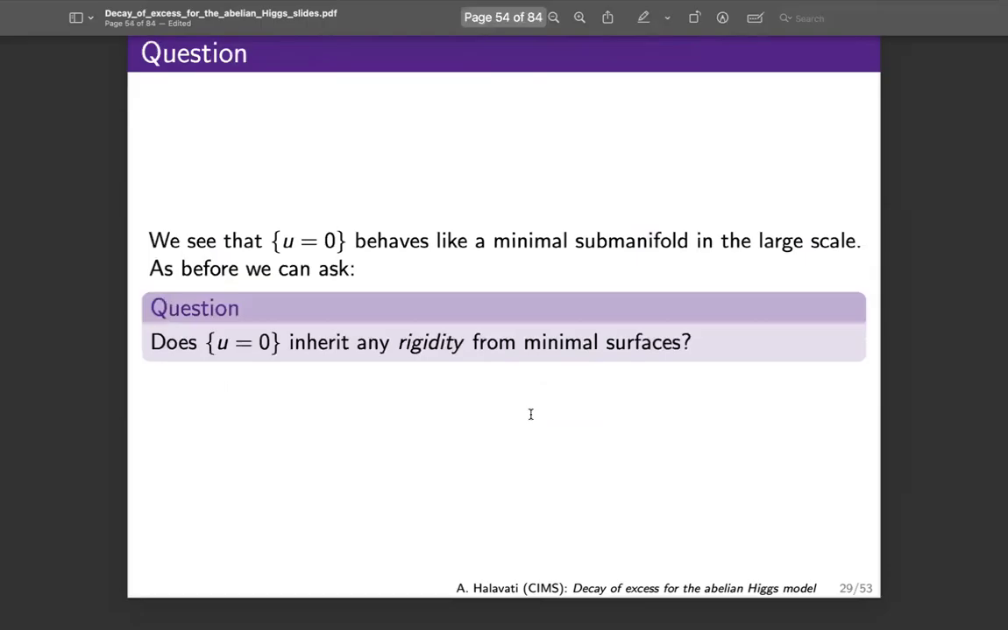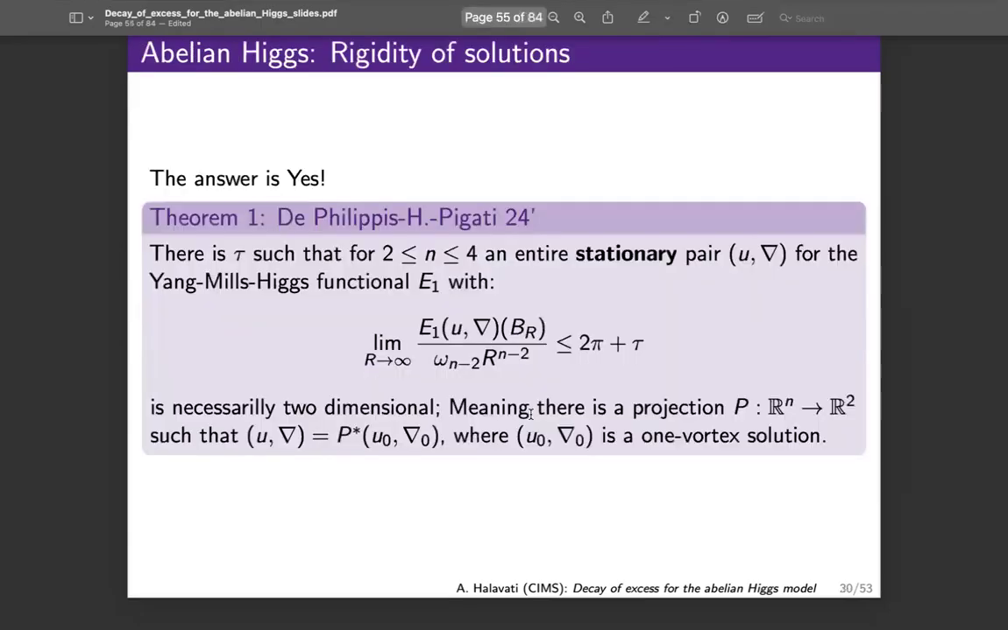So now if you're convinced that for these equations, the 0 set behaves like a minimal submanifold in the large scale, as before, we can ask, do they inherit any rigidity? And the answer is yes, which is actually the title of the talk. So we were able to obtain an Allard type rigidity for these kinds of solutions.